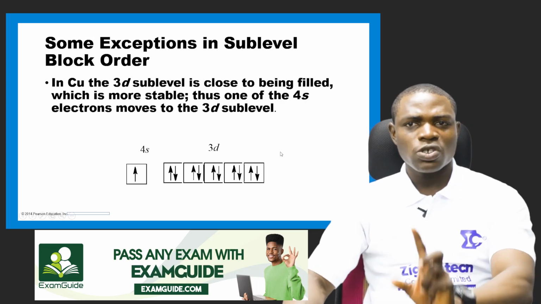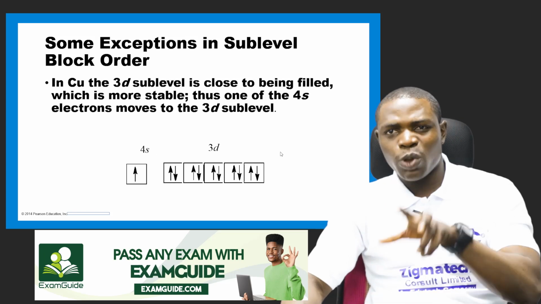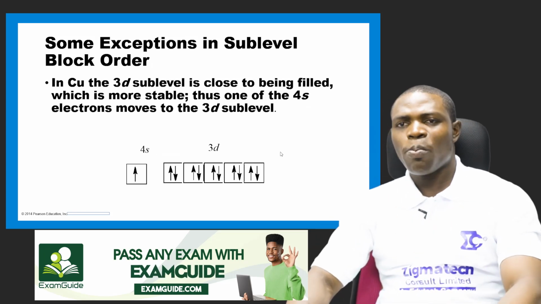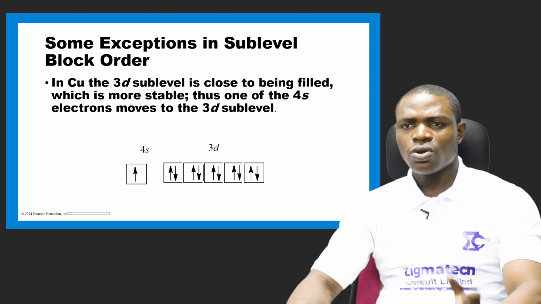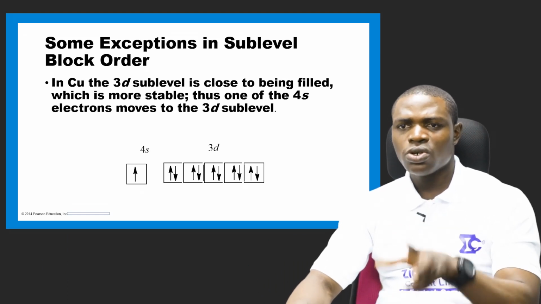So some exceptions are in sublevel block order. I've told you of copper and I've told you of chromium. So it's the same thing. You need to follow the trend.